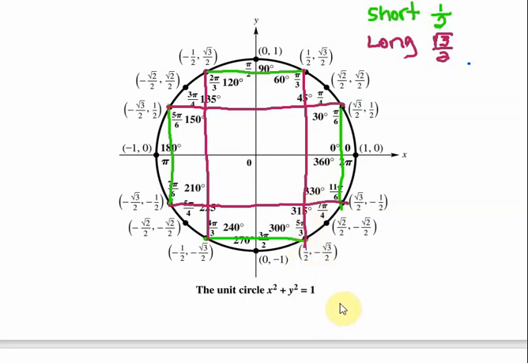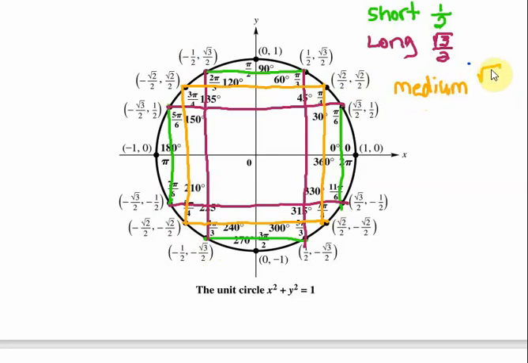So that's how we do all of our sixths. And then all of our quarter values, the pi over 4, 3 pi over 4, and so on, all of those have the same values. We'll call those the medium lengths.